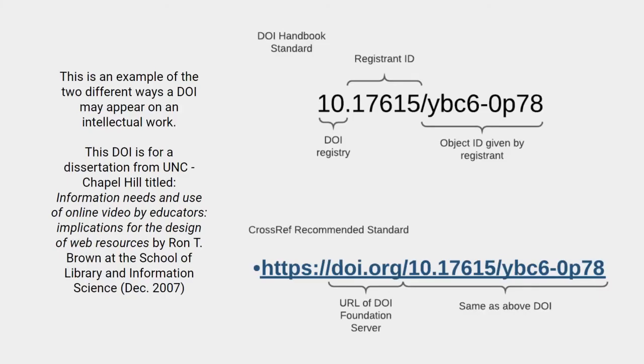As we see here, there are two different ways that a DOI may appear on an intellectual work. The top, which comes directly from the DOI Handbook Standard, shows first that 10 point, which is the DOI registry handle, followed by the registrant ID before the slash, and then after the slash is the object ID given by the registrant, also known as the suffix. Now, DOIs can also be written as URLs. When that is done, it always starts with doi.org before the DOI number.